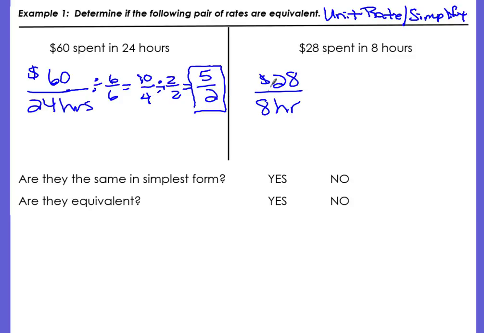I'm going to do the same thing. Is 28 evenly divisible by 8? No. So let's just simplify. I know I can divide both by 4. And I'm going to get a 7:2 ratio. This cannot be simplified further.